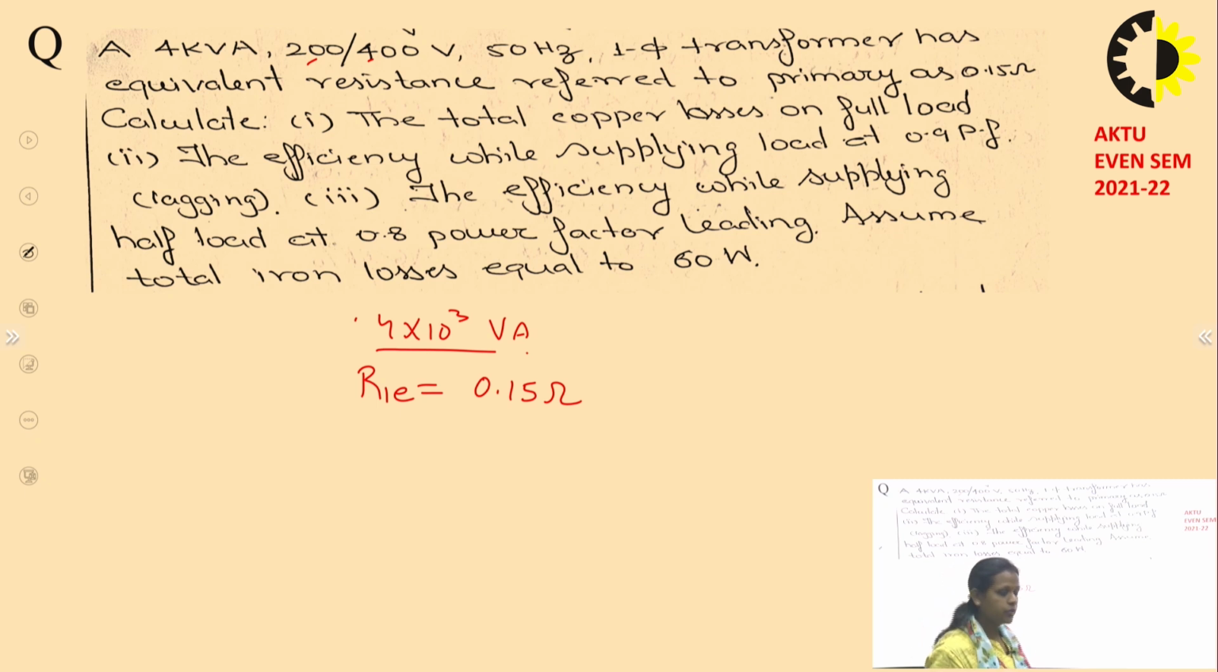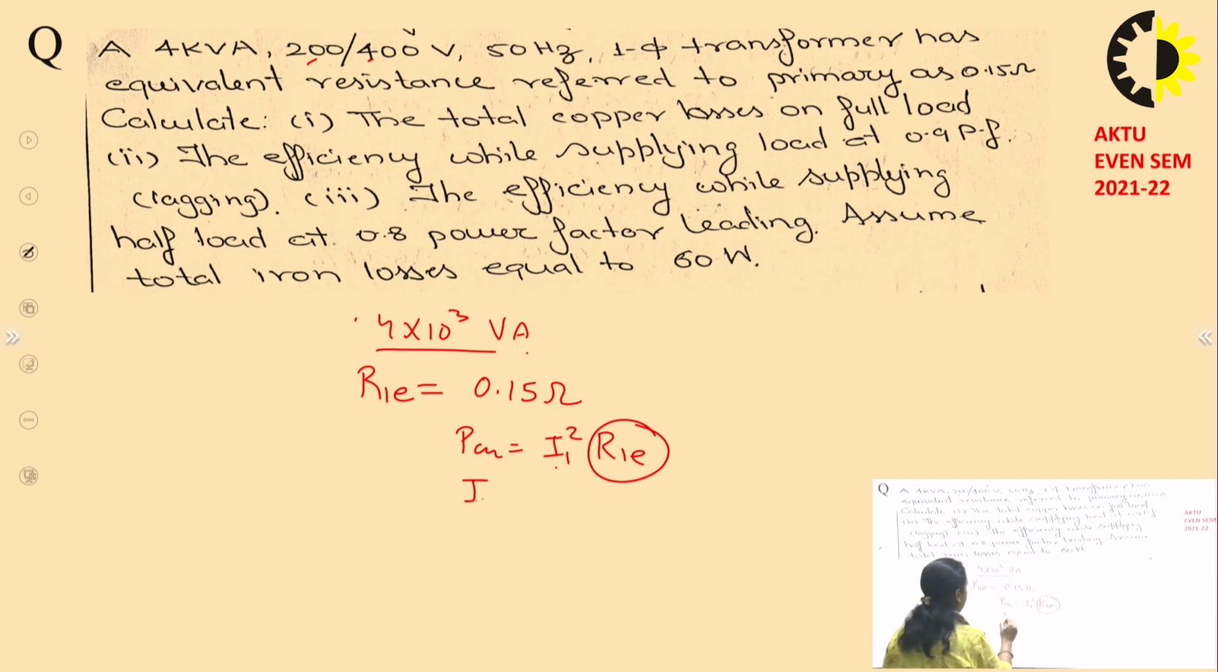So how will you find total copper loss? You know the formula. Total copper loss is equal to I1 square R1E, because we have the value of R1E. So from here only we will find the copper loss. We know the value of R1E, it is given in the question. We have to find the value of I1. So how will you find I1? I1 will be equal to the rating, 4 into 10 power 3, divided by V1. V1 is given 200. So from here you will find the value of I1 and you can find the value of copper loss, right?